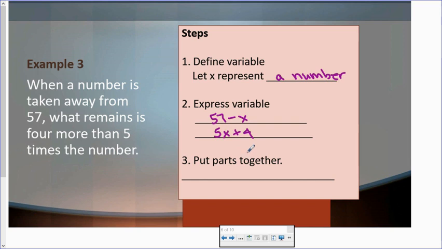Okay, so remember now that we're using x for any multiplication problems, we're going to either have it side by side, the coefficient and the variable, or we're going to use parentheses. Okay, the very last part is to put the two parts together using the equal sign. So I have 57 minus x equals 5x plus 4.